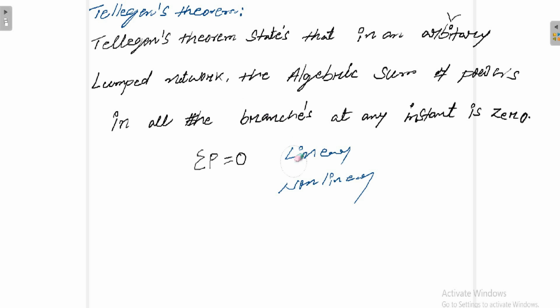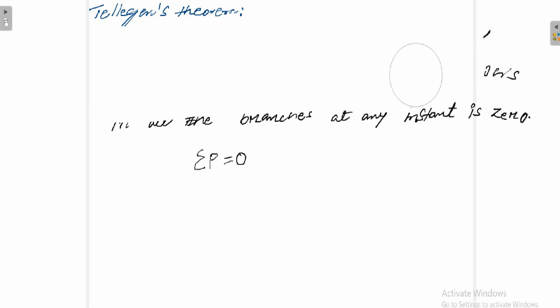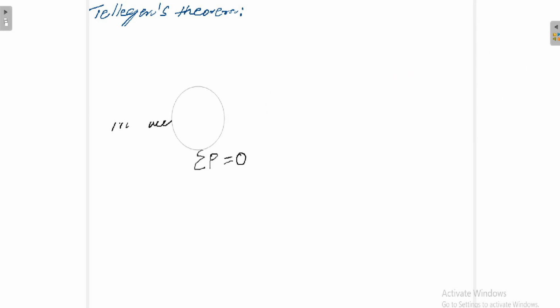And to find the powers, we use KVL and KCL. So Taylor's theorem takes the help of KCL and KVL. Let us see one example of Taylor's theorem. With Taylor's theorem, we have to find the powers and conclude that the algebraic sum of the powers in a network is equal to 0. Let us take a network.